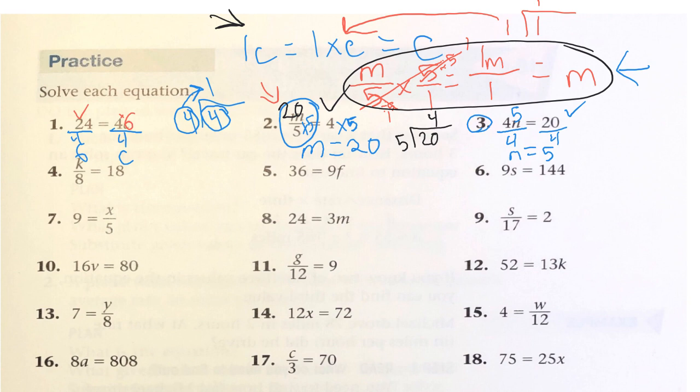So that's how that works. And then number 4 has k divided by 8 equals 18. So we multiply both sides by the 8 that's with the variable. We'll be just left with the k, and then 8 times 18, was that 146, I think? I think so. So that's the idea of how we do our equation solving when we have multiplication or division.